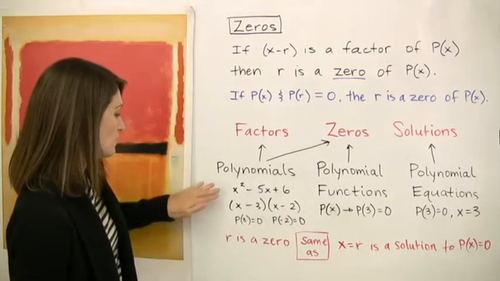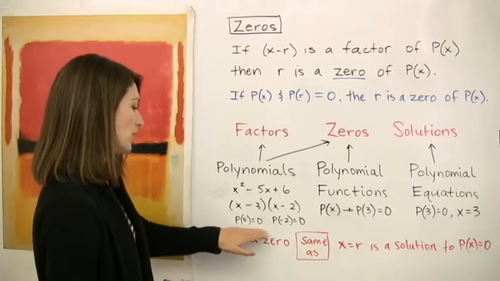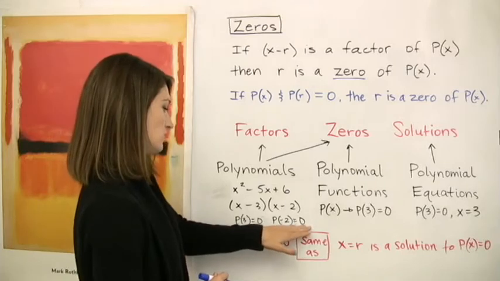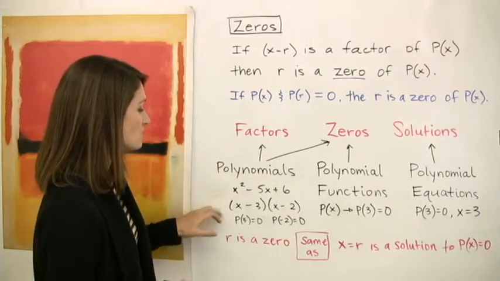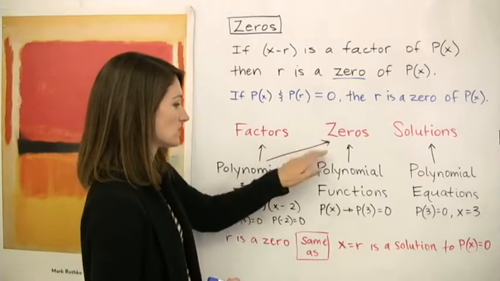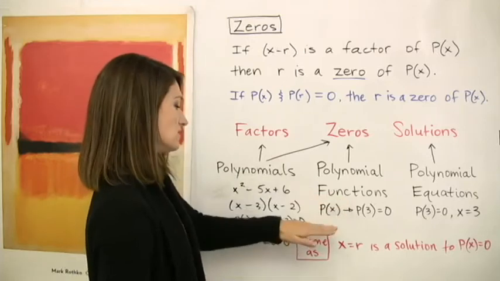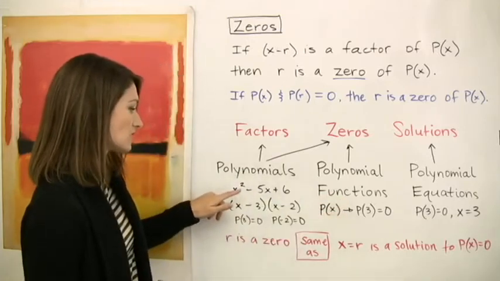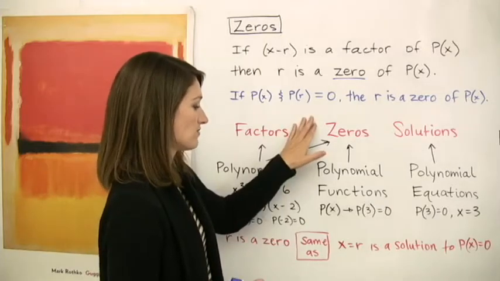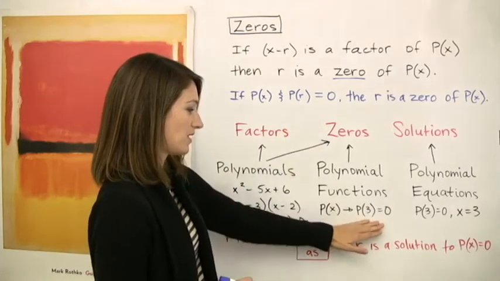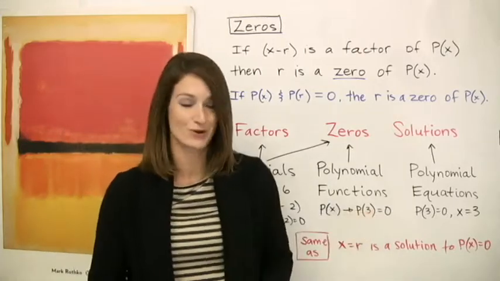Now since we have these factors, we know that p of 3 is equal to 0 and p of negative 2 is equal to 0. So this polynomial here not only has the factors, but they also have zeros. Now when we set this polynomial in terms of a function, so p of x is equal to x squared minus 5x plus 6, this function also has zeros because we can say that p of 3 is equal to 0, or p of negative 2 is equal to 0 as well.